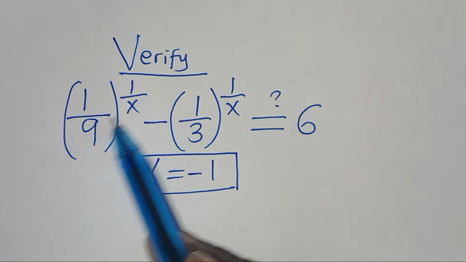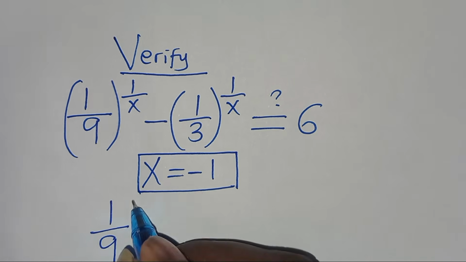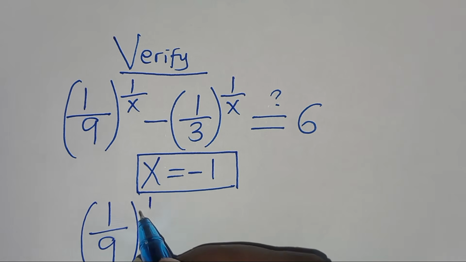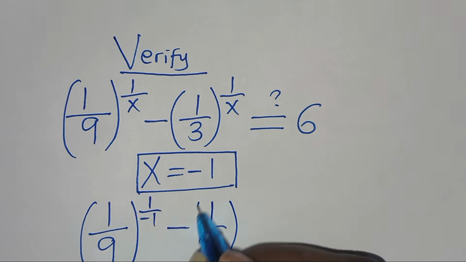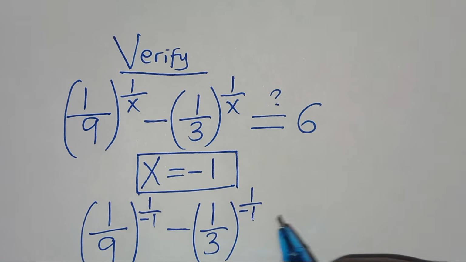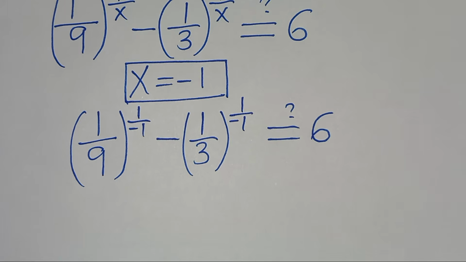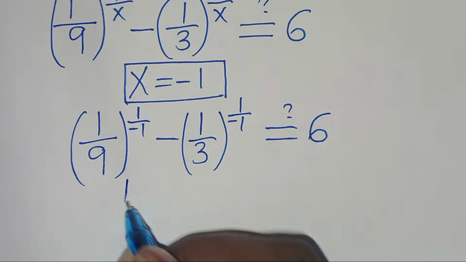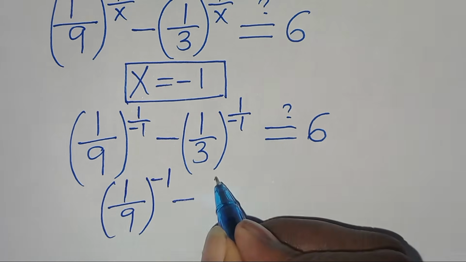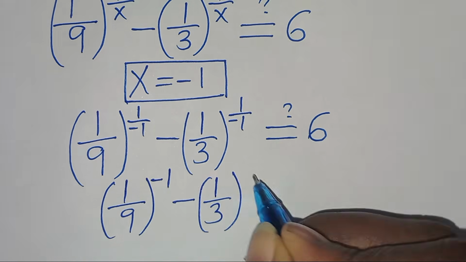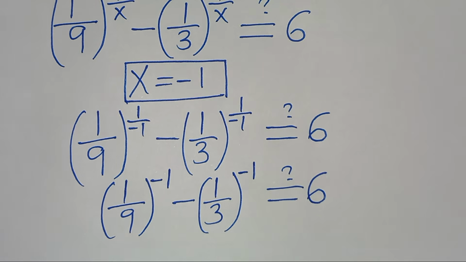Now substituting x in this equation here, we have 1 over 9 raised to the power of 1 over minus 1, then minus 1 over 3 raised to the power of 1 over minus 1. This is supposed to give us a value of 6. Now, this is the same thing as 1 over 9 raised to the power of minus 1, subtract 1 over 3 raised to the power of minus 1. This is supposed to give us a value of 6.